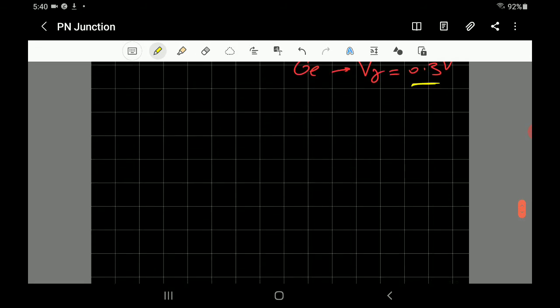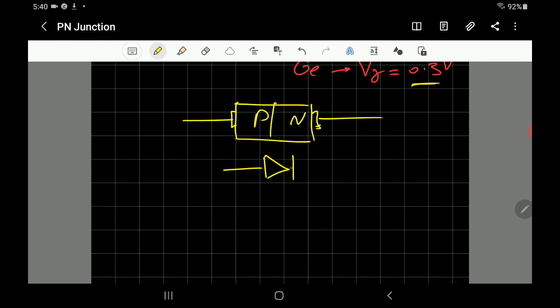How do we represent the P-N junction? That's the P and that's the N. You can have a metal contact here, and then you put the wire. You represent it like that. That's the symbol of the diode. This side they call anode, letter A, and this side they call cathode, letter K.